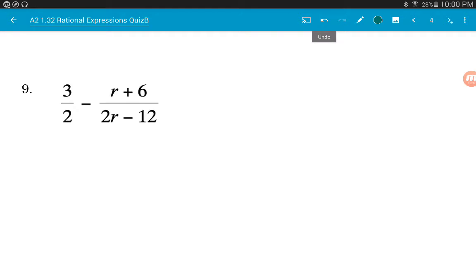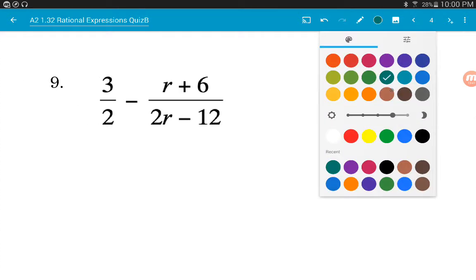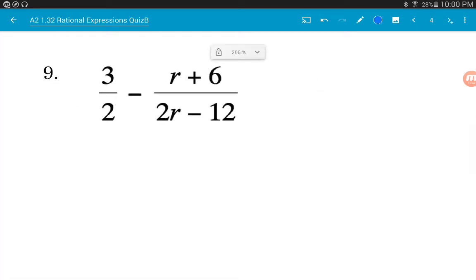Question number 9. These do not have the same denominator, and I need to create them first. The easiest way to see what I need to do is to take anything that's factorable in the denominator and factor it first.